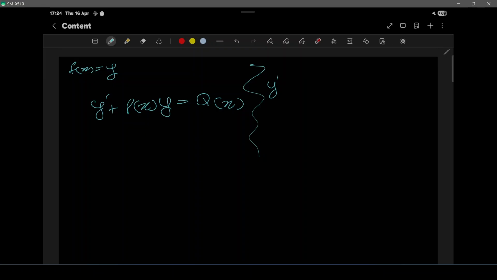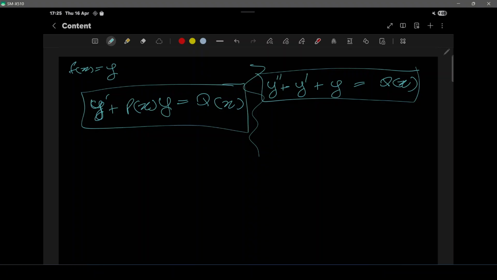Let's say y double dash plus y dash plus y is equal to q x, something like this. You see, this is the format of a linear differential equation. Since we talk about the first order linear differential equation, only y dash is the maximum order we can find. So this is the format we are going to talk about today, and how to solve this kind of differential equation.